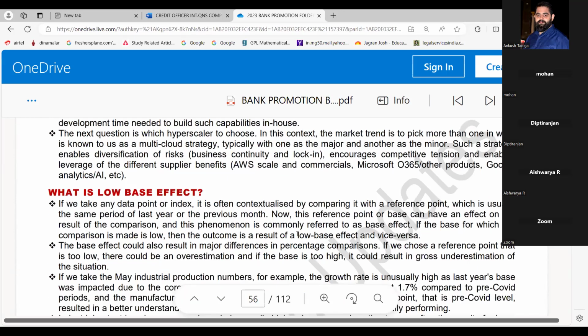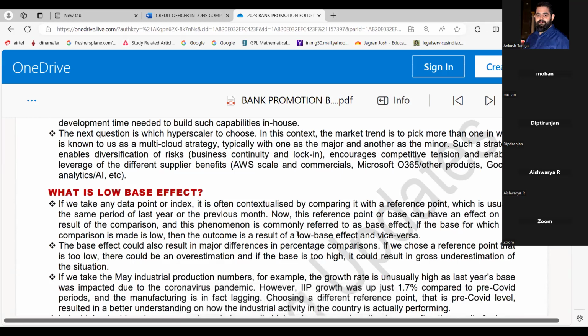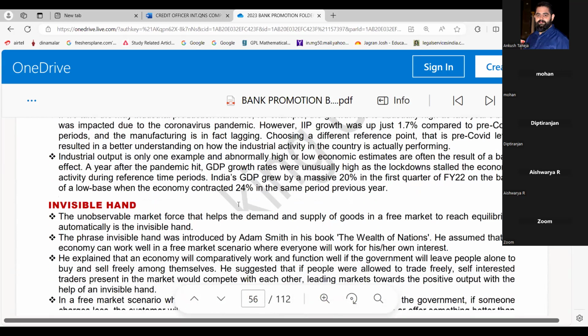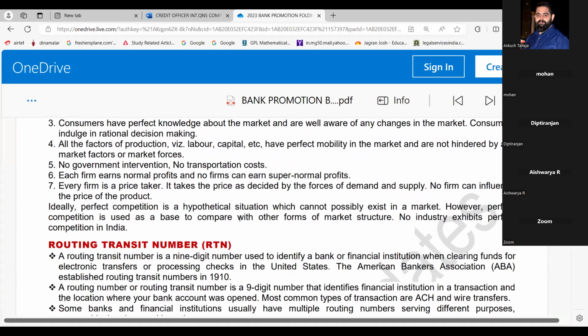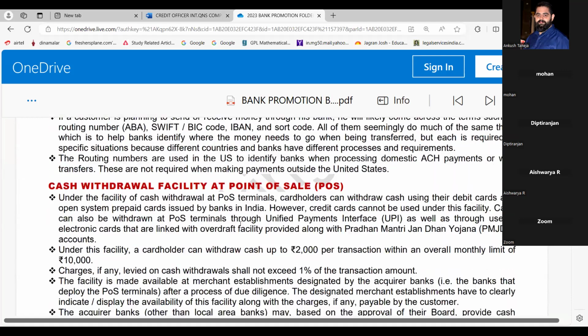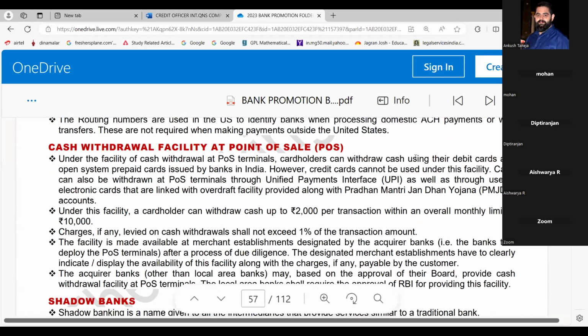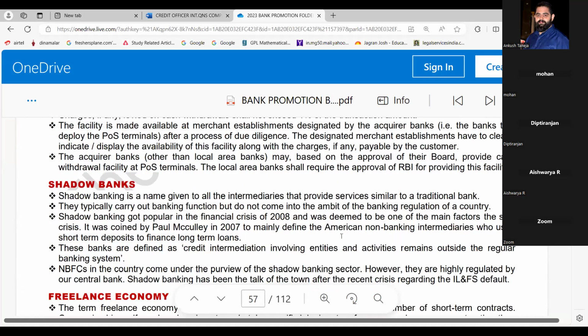Punjab National Bank people, don't get worried. This much they will not ask you, but I am talking for these people. Cash withdrawal facility at point of sale.